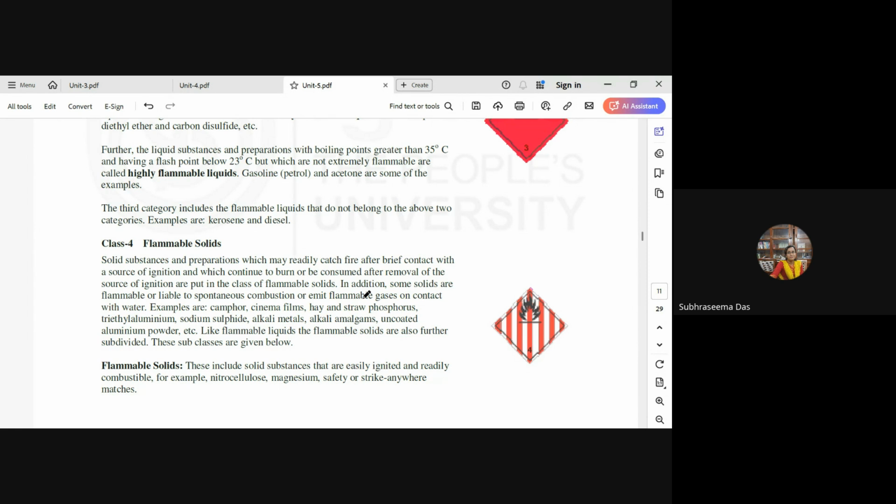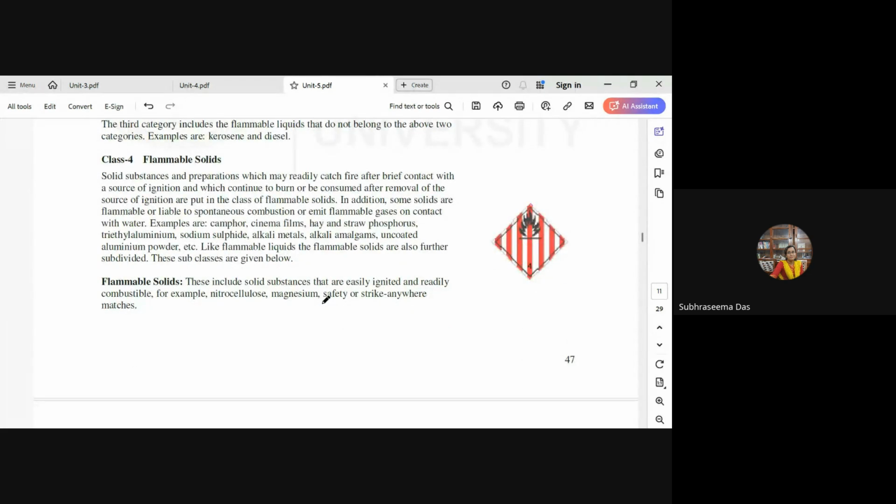Some examples of flammable solids are camphor, phosphorus, sodium sulfide, and some alkali metals. They have also been subdivided. They are classified as flammable solids, which means they are easily ignited and combustible. For example, nitrocellulose, magnesium, etc.